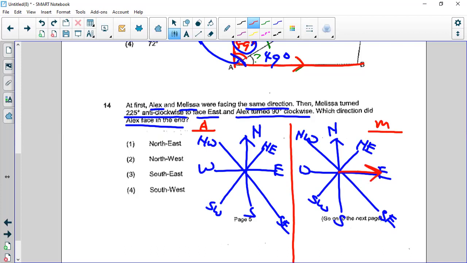So where did she face at first? You have to work backwards. So your 225 degrees, you break up into smaller numbers and you turn backwards. So anti-clockwise becomes clockwise. So you turn clockwise 180 and then another 45 degrees. So where did Melissa face at first? Melissa faced northwest at first.